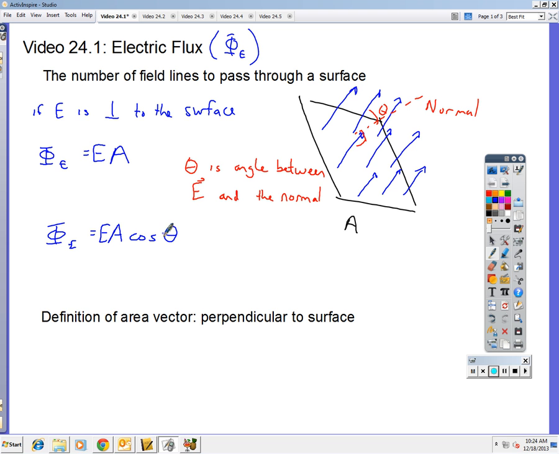And we've seen this before. We have something times something else times the cosine of an angle. That's a dot product. And so if we define the area vector as having a direction that is perpendicular to the surface and a magnitude that is equal to the area, we get phi E equals E dot A, where the area vector points along the normal. Either one of these equations you should memorize. Pick one, whichever one you like more. If you like vectors, and I hope you do, think about the dot product. If you don't like vectors, you can use this equation.